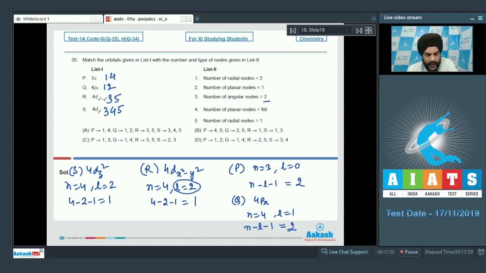Okay. So if we look at the options which are given to us, we can clearly see that for question number 35, we have to mark the correct answer as option A. Let's look at the next question.